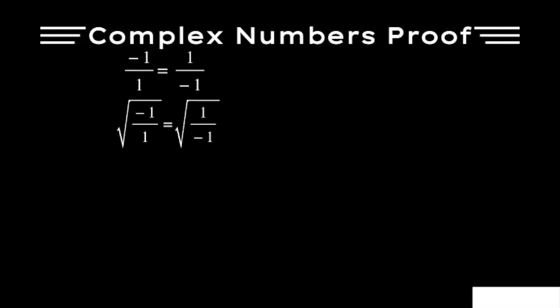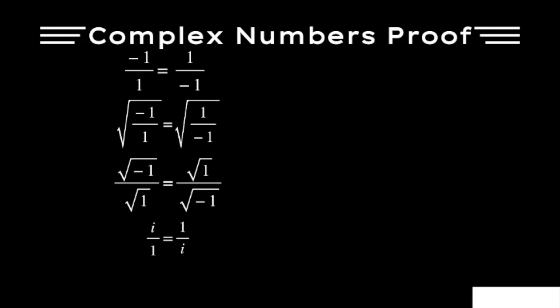This mathematical fallacy is called the complex numbers proof. It starts with negative 1 divided by 1 is equal to 1 divided by negative 1. Then the square root is taken and is split between the numerators and the denominators. A complex number can be defined as i squared equal to negative 1, so we can rewrite this equation to equal i divided by 1 is equal to 1 divided by i.